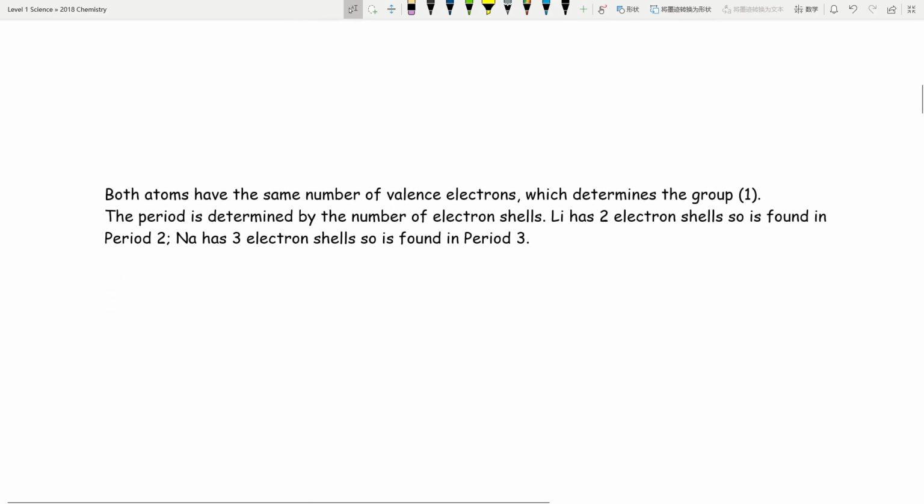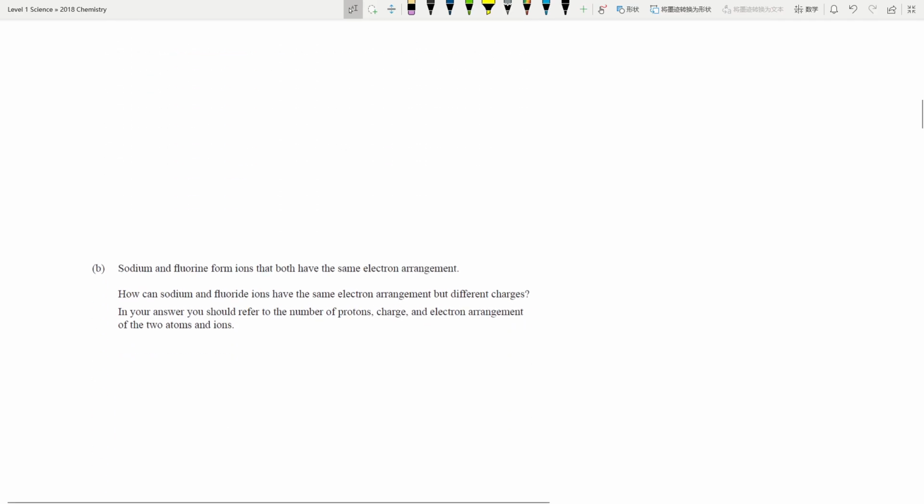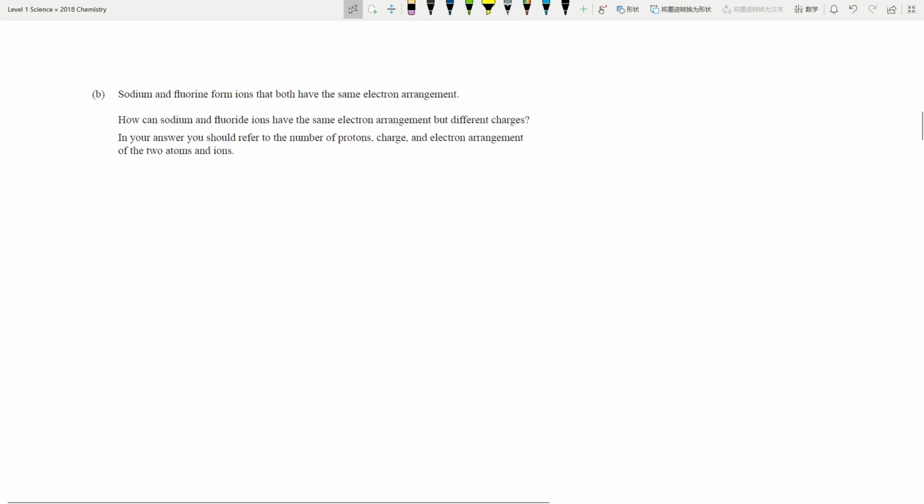Okay, so atoms have the same number of valence electrons, which determines the group, and the period is determined by the number of electron shells. Lithium has 2 and sodium has 3. You can just use a periodic table to figure this out on the spot. You shouldn't need to panic for a question like this. This is a merit question anyway.